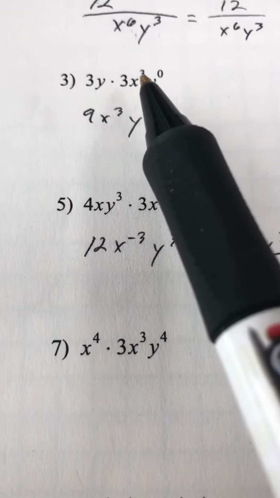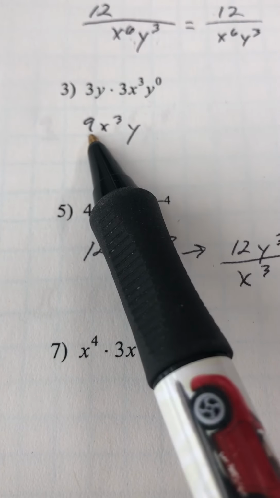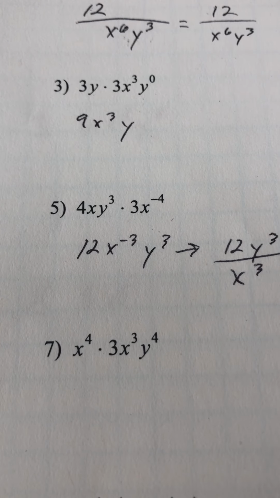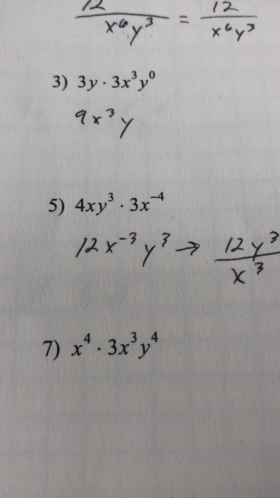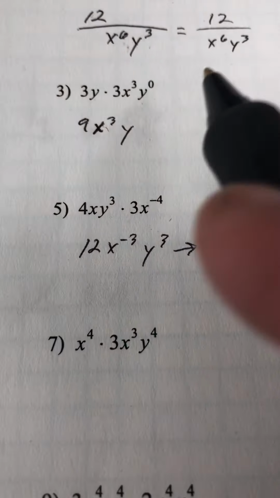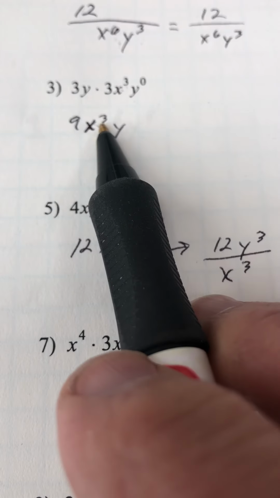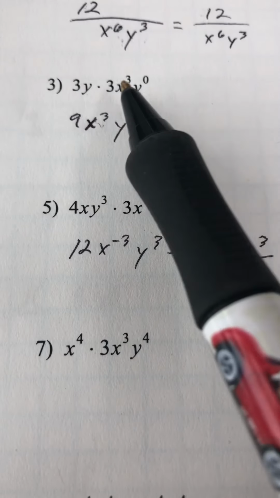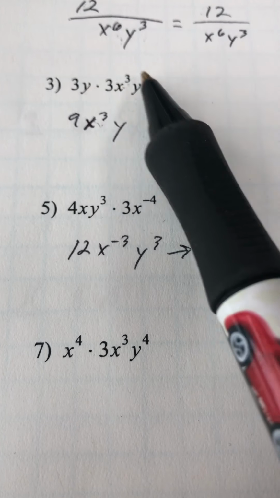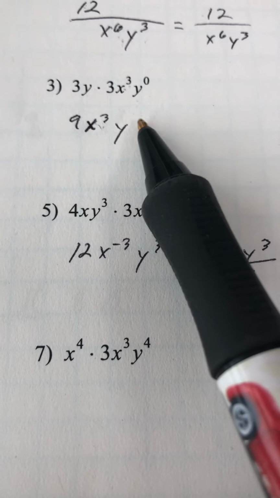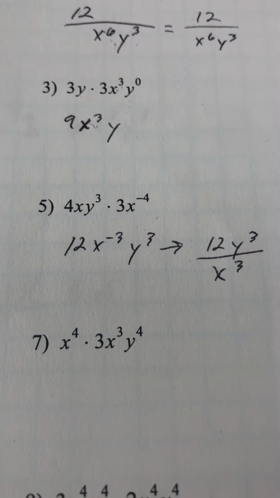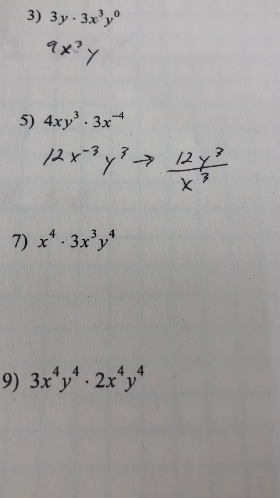For number 3, 3 times 3 is 9. And you'll notice that I always end up putting my variables in alphabetical order. I don't know why, it just makes me feel better, I guess. So I have x to the 3rd, I just leave the x to the 3rd. Then I have y to the 1st times y to the 0. So 1 plus 0 is 1, and I don't have to put anything there if it's a 1. So I'm done. There's no negatives in that one.